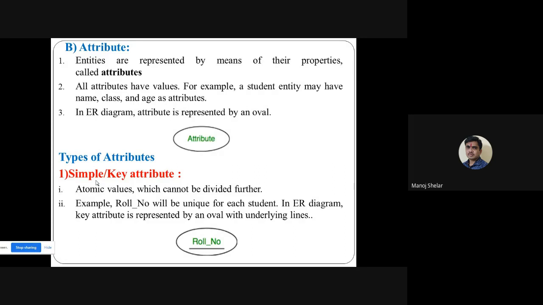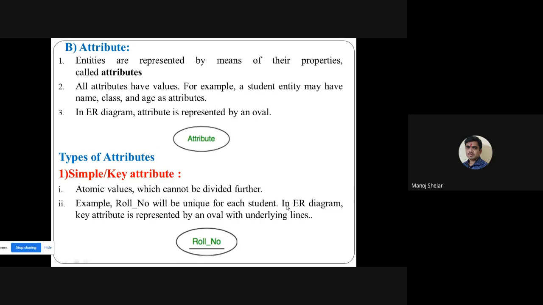Roll number 1, 1.1, 1.2 would be subparts of roll number 1, but actually a roll number is only a number: 1, 2, 3, 4, 5, 6. So roll number is a simple attribute. Normally, suppose student is one table, one relation. In this student relation, roll number is the key attribute. So atomic values which cannot be divided further are called simple attributes or key attributes. The example of a simple attribute is the roll number, which will be unique for each student.